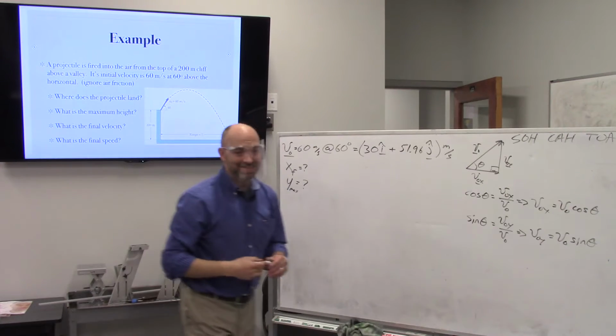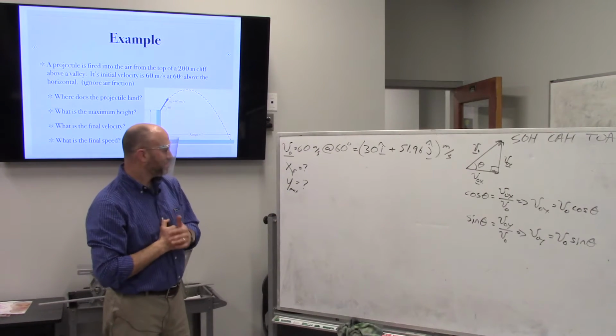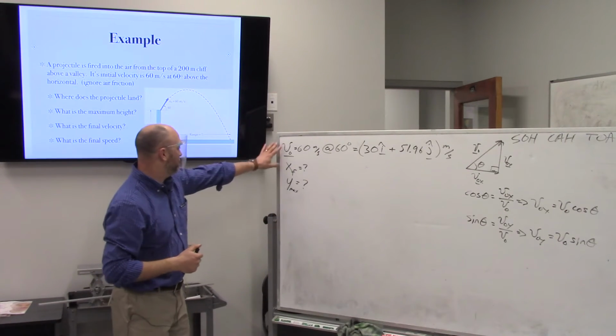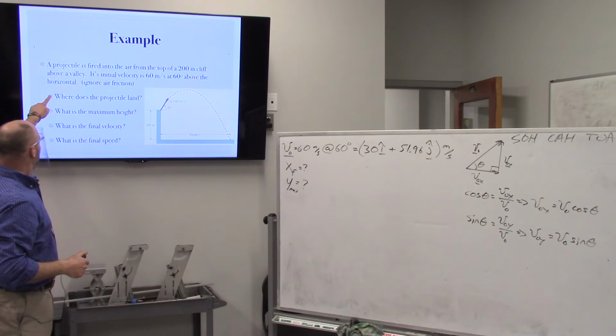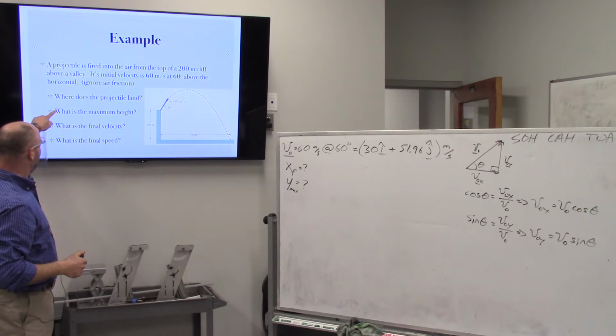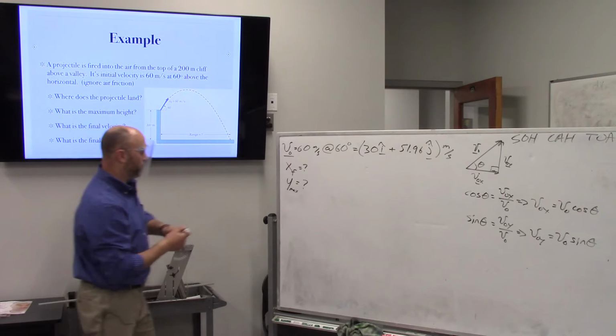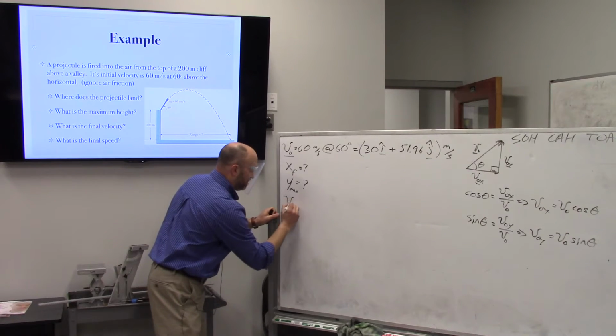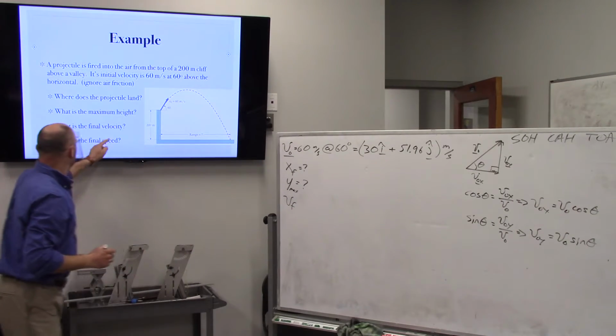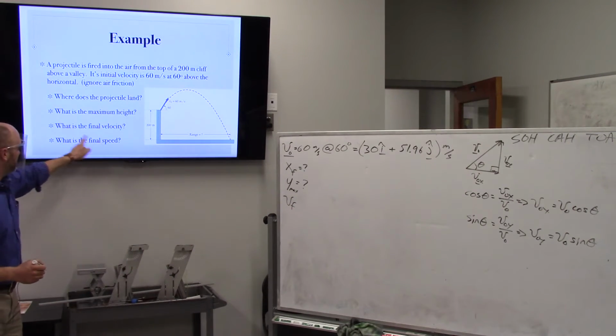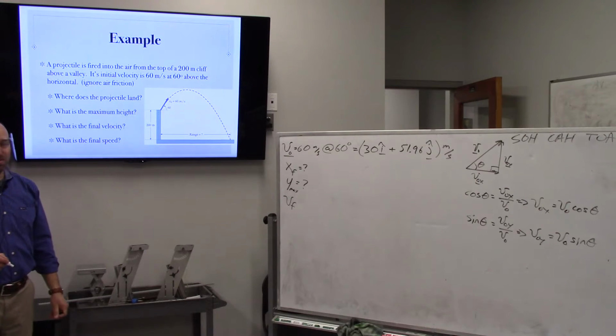Okay. Anyway, where are we going? So, where does the projectile land? What is the maximum range? What is the final velocity? Okay, so I'm going to write that. Hey, what's the difference between these last two? What is the final speed and what is the final velocity?